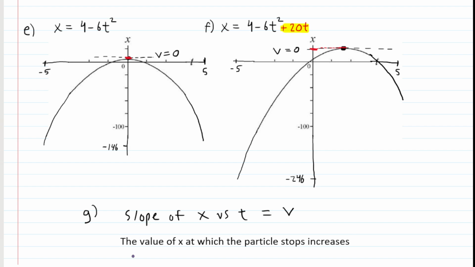And so the final answer that we can display here is that the value of x at which the particle stops increases. And again, that's because the value on that x-axis right there is larger than the value on the x-axis on the original graph.